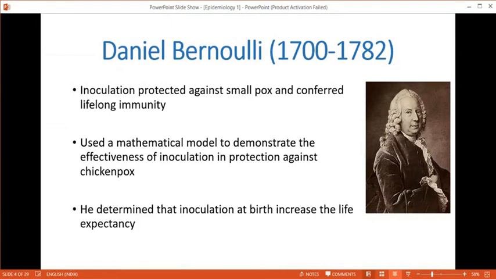And he was actually a mathematician. So what he did was he demonstrated a mathematical model to show the effectiveness of inoculation in protecting against smallpox. And he was able to prove that if you do it in childhood, their life expectancy was more. So this was the first change which was brought into the treatment. For the treatment's sake, the vaccine came up, and he was able to prove that if you inoculate at birth, there is an increase in the life expectancy.